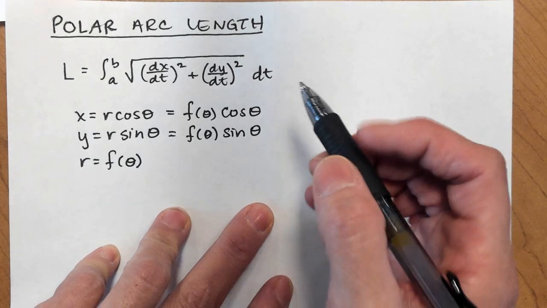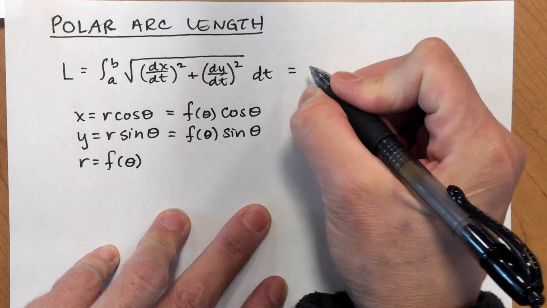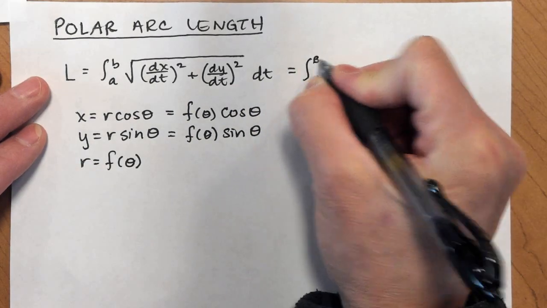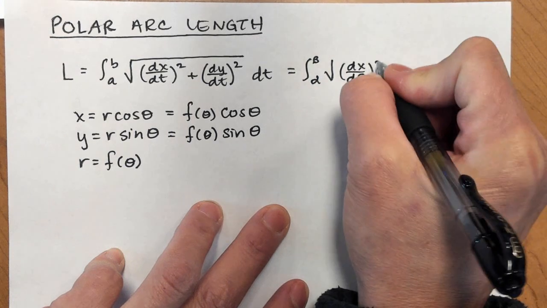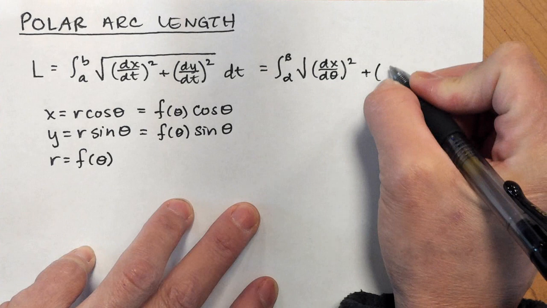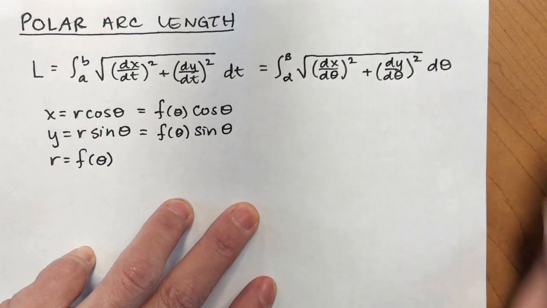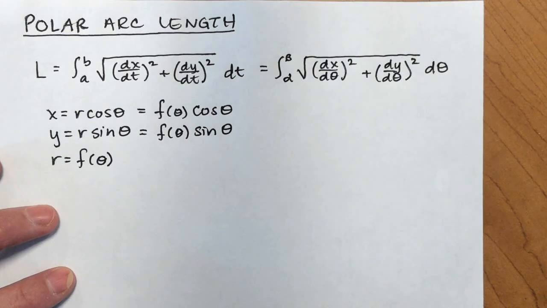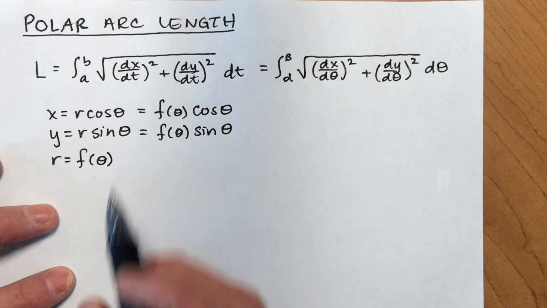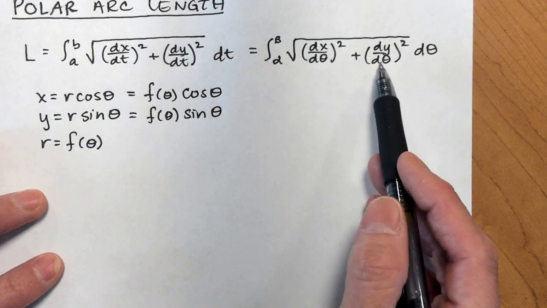If I think of theta as my parameter, this parametric form of the arc length equation could also be written as the integral from alpha to beta of, instead of using t, I'm going to use theta. So dx d theta squared plus dy d theta squared, d theta. But if we want a polar version of this equation, then our formula needs to be in terms of r's and thetas, not x's and y's and thetas. So now we're going to do some work to get rid of the x's and y's and only have r's and thetas. All right, so we have an equation for x and for y, and I'm going to take the derivative of those because I need a dx d theta and I need a dy d theta.